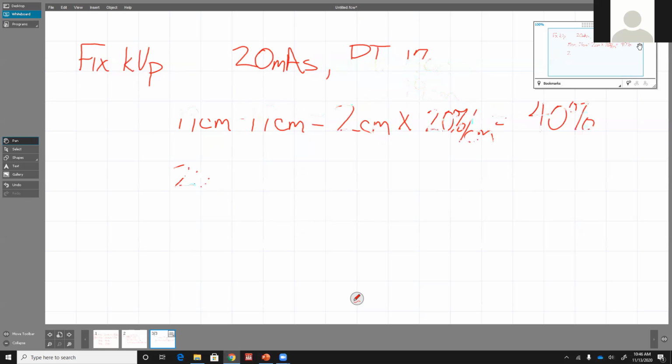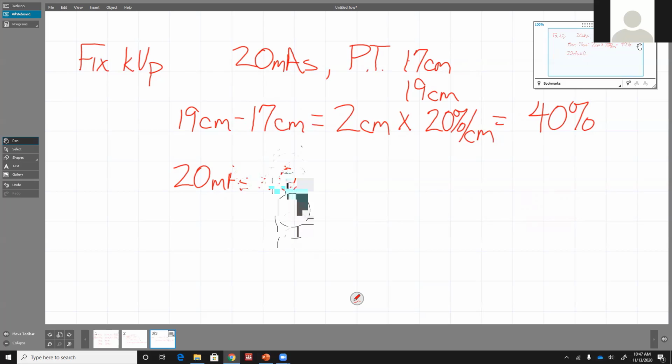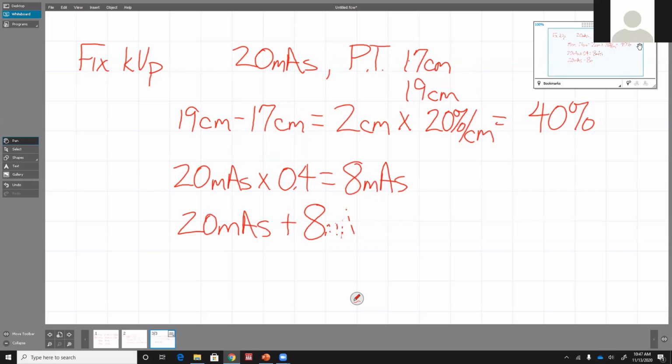Take 20 mAs times 0.4 equals 8 mAs. I take 20 mAs plus 8 equals 28 mAs. There. Does that help?